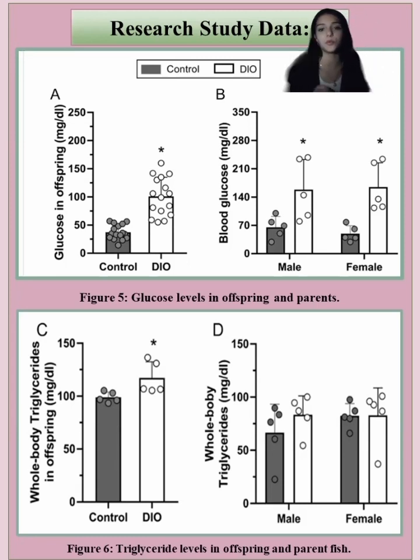And as you can see, these problems that started in the obese zebrafish were directly translated into their offspring without their offspring even being fed anything. Just by being born from these obese zebrafish, they were already condemned to having high glucose levels and high triglyceride levels.